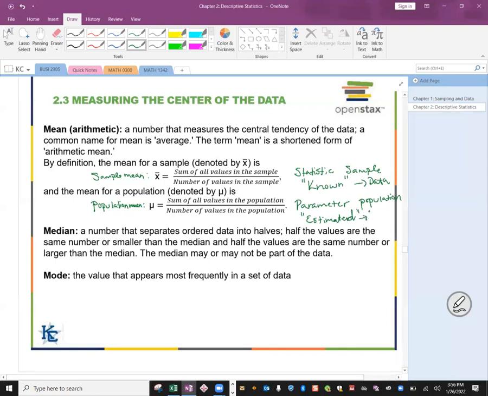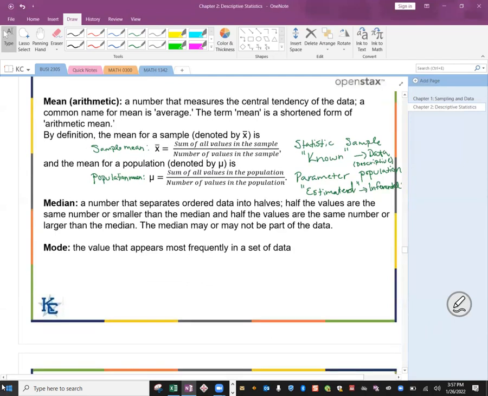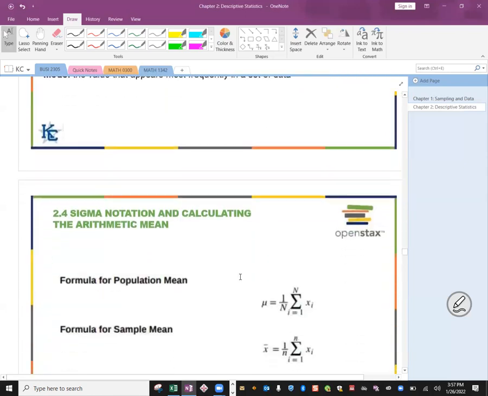Remember talking about descriptive data and inferential data, the difference between them? So we are going to be calculating the sample mean because we are studying descriptive data right now. We will do estimations of population parameters in the future. So we will look at that later. And then your mode is the value that appears most frequently in the set of data.